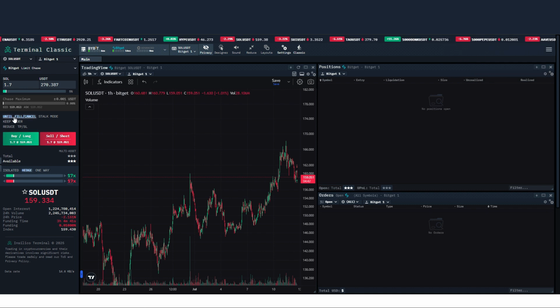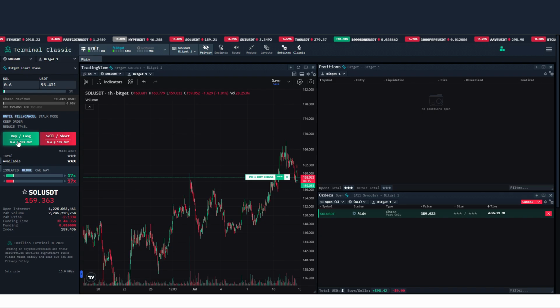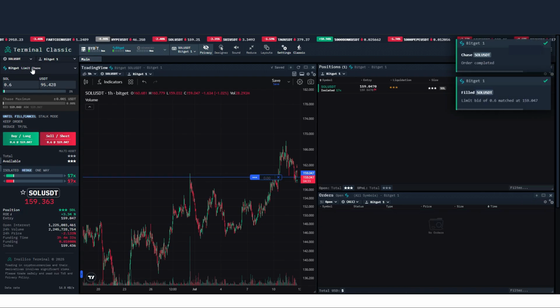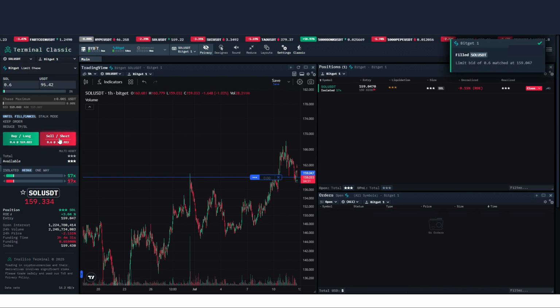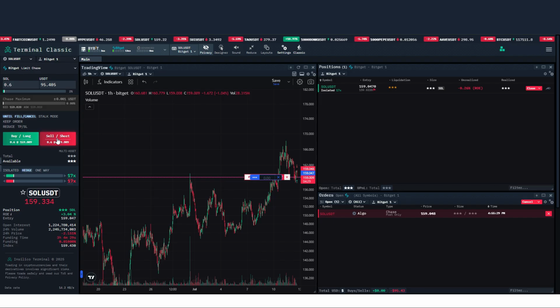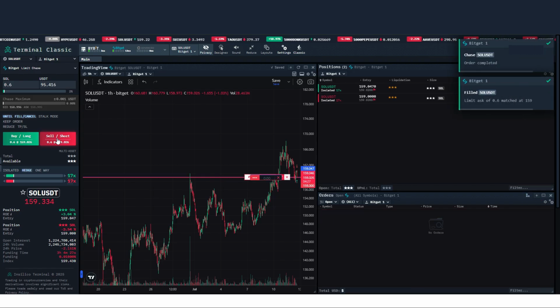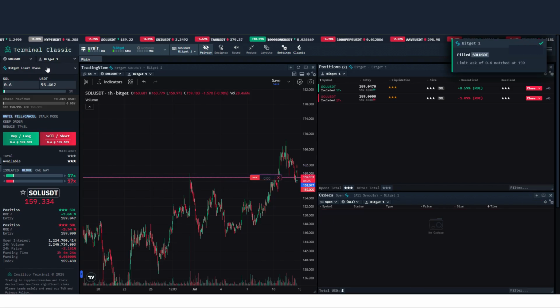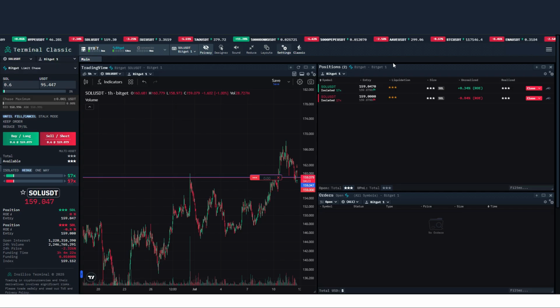And what I'm going to do is buy a long. Oh, and I'm limit chasing actually right now. And I'm going to sell a short. So this is really, really cool. Again, I have two positions open. Obviously, these are the same assets.